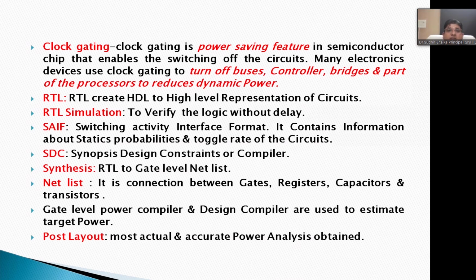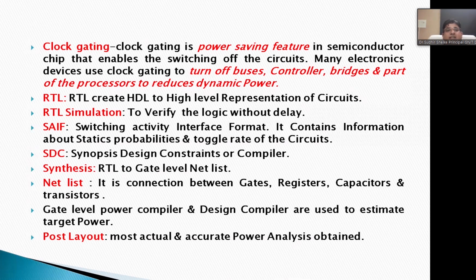That means the block which is required to be switched off would be switched off, and the block which is required to be on would be on. That is done by clock gating. The blocks which require a clock would be given one, and the block which does not require it would be switched off. Ultimately, clock gating is a power saving feature in semiconductor chips that enables switching off of the circuit. Many electronic devices use clock gating to turn off the buses, controllers, bridges, and parts of the processor to reduce dynamic power. So clock gating is ultimately useful to reduce the dynamic power.